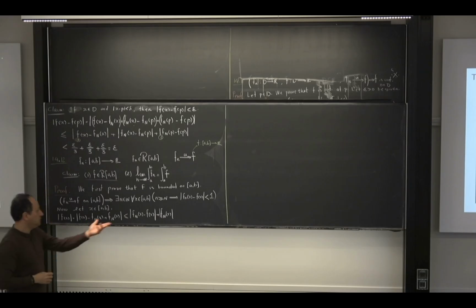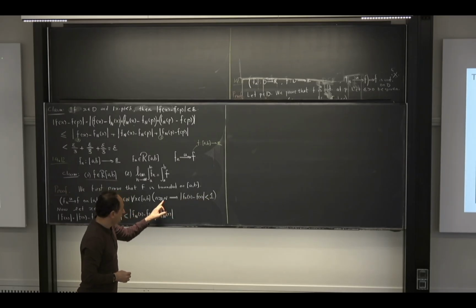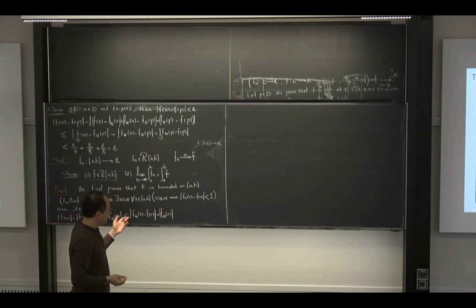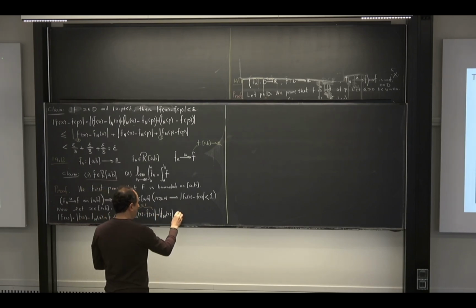Okay, but this one is definitely less than 1, because this is working for all indices greater than or equal to n, and this index is n. So that's correct. This one is less than 1. But what about this one? So I would write it as less than 1.